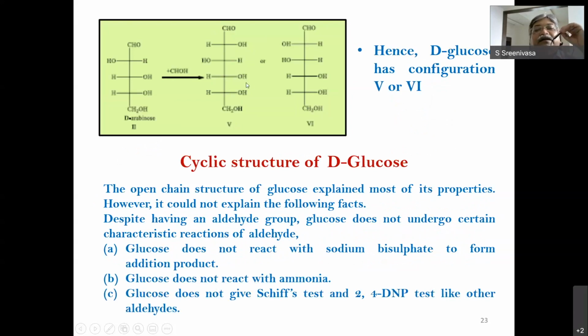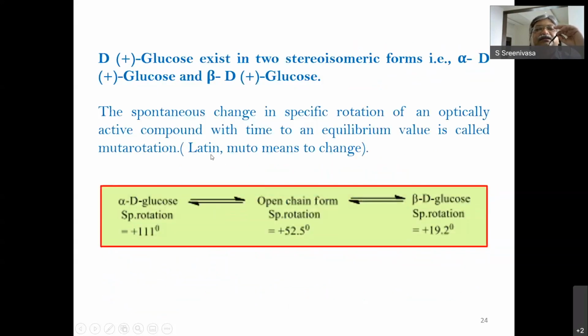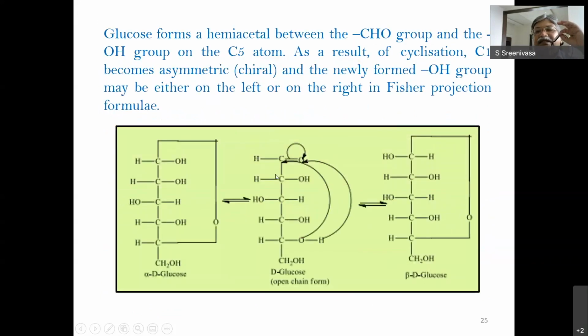Wonderful thing. Afterwards, we found that the aldehyde group is not free. Glucose does not react with sodium bisulfite easily. Glucose does not react with ammonia easily. It will not give Schiff's reagent test or 2,4-DNP test. That means that the aldehyde group is not free. And two isomers of sugar are formed when they are crystallized using different solvents. These things indicate that glucose exists in alpha as well as beta form, and that can be explained only on the basis of a ring structure.